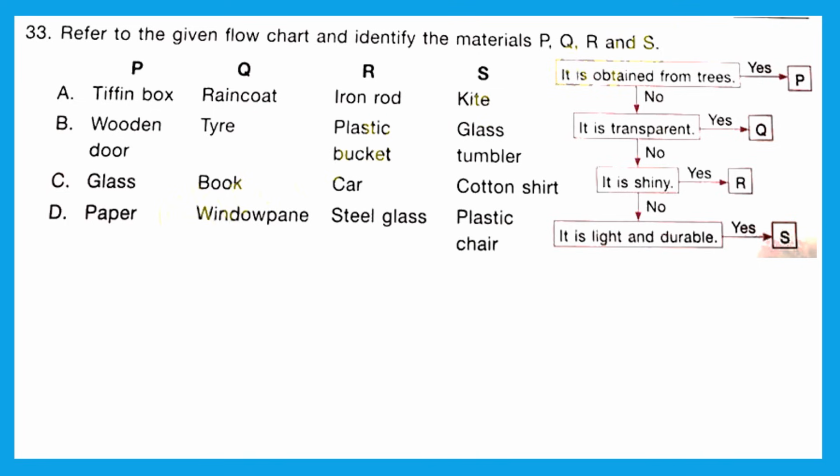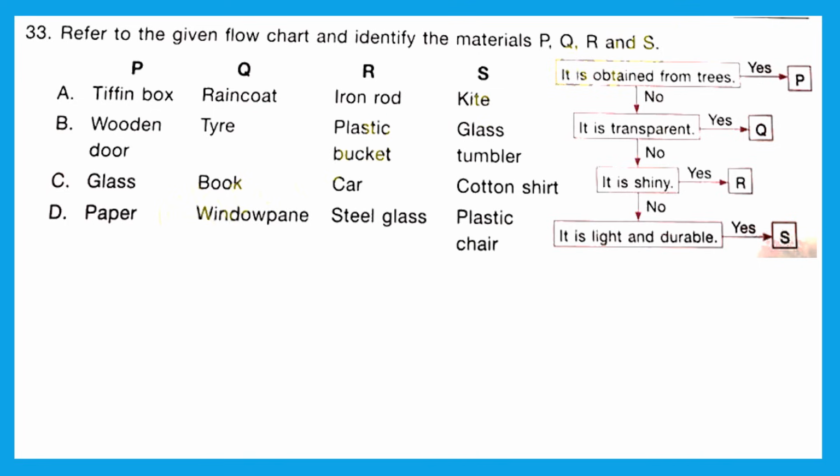Question 33. Refer to the given flow chart and identify the materials P, Q, R and S. Let's see. It is obtained from trees. If yes, then that is P. Let's see. Tiffin box is not obtained from tree. Wooden door, yes. We get wood from trees. So B can be the option. Glass, again no. Paper, yes, we get from trees. So now competition is between B and D. A and C are ruled out.